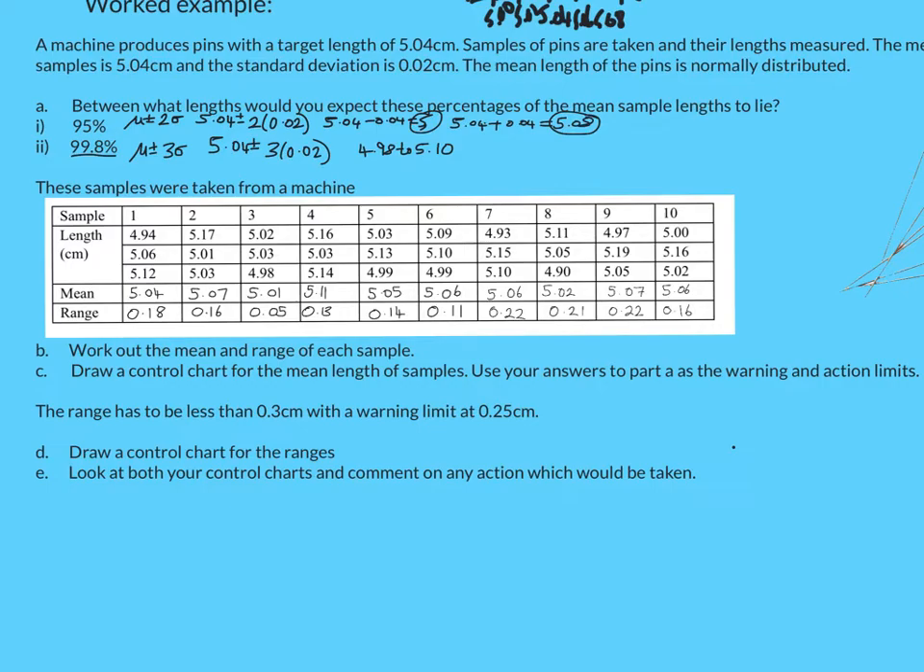Take a moment to check that you have got the correct values for the means and the ranges. And then see if you can draw a control chart for the mean length, so we're just looking at mean, not the range, and even see if you can use your answers to part A as the warning and action limit. So if you feel like you can do that, pause the video and give it a go. If you're still completely unsure, then watch the next bit of the tutorial.